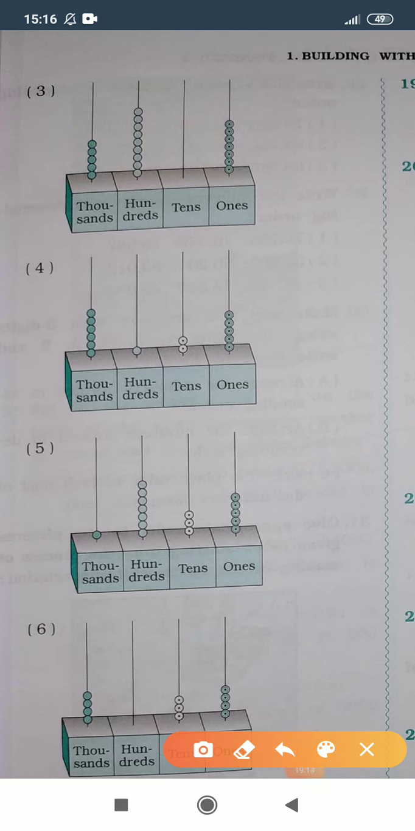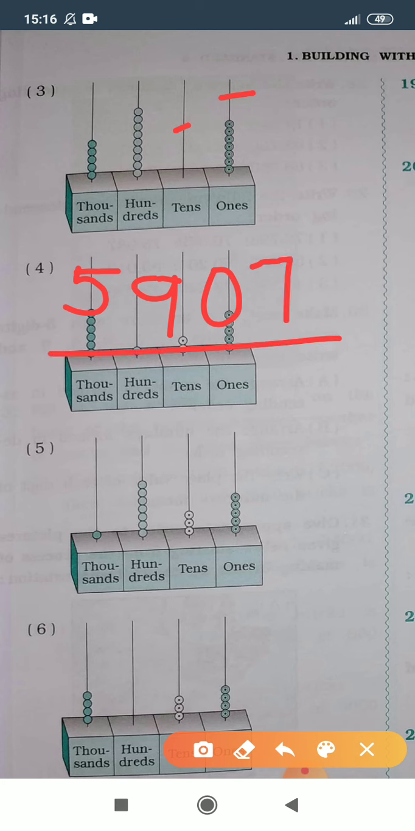Let's see question number 3. In first row how many beads were there? 2 plus 2 is 4 and 5. In second row 1 2 3 4 5 6 7 8 9 beads were there. In tens column, that means in third row 0 beads were there. And in last row 1 2 3 4 5 6 7 beads were there. So your number is 5907.